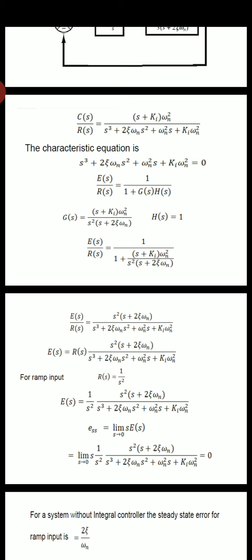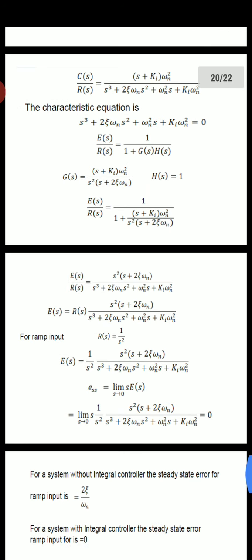ess is equal to the limit as s tends to 0 of s·E(s). Substitute the E(s) equation in this. So s² gets cancelled, and you are left with s in the numerator. If you substitute 0 into something, you get 0, and 0 divided by something also gives 0 only. So there is no need to solve, and you should write 0 directly, because whatever you multiply by s, you get 0.